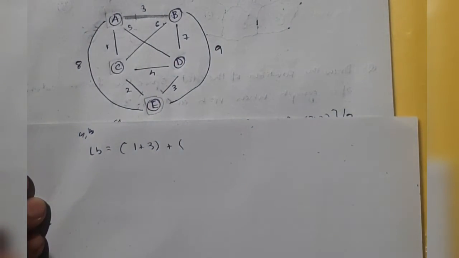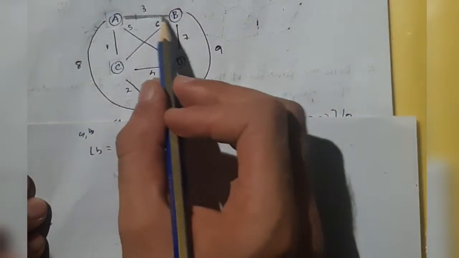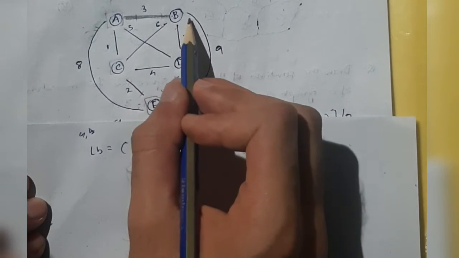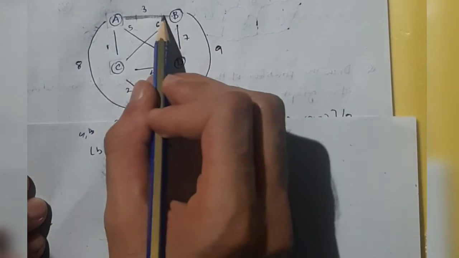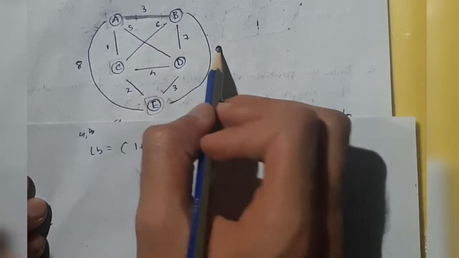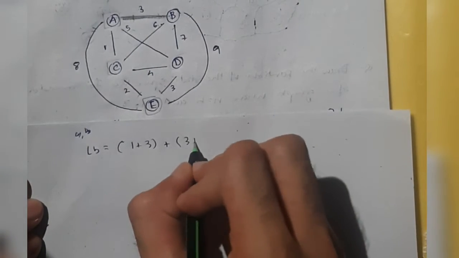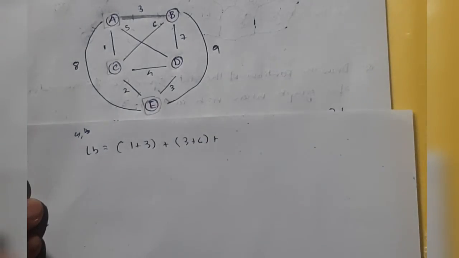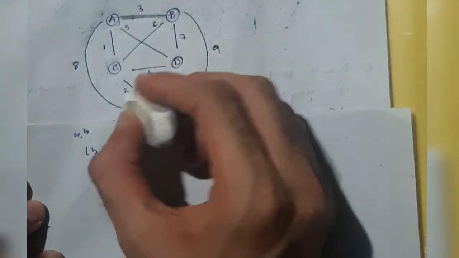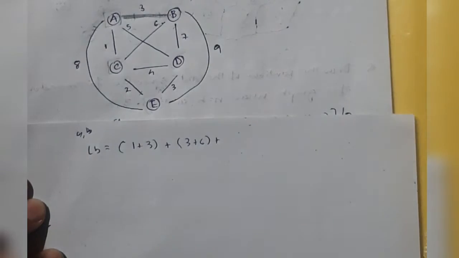From B, how many edges do we have? This one, this one, this one, and this one. This is already selected, so we have to select the least from among these three, which is 6 here. So we'll be writing 3 plus 6. Then select the third one, which is C.